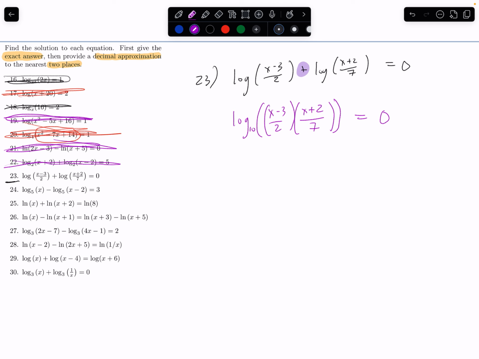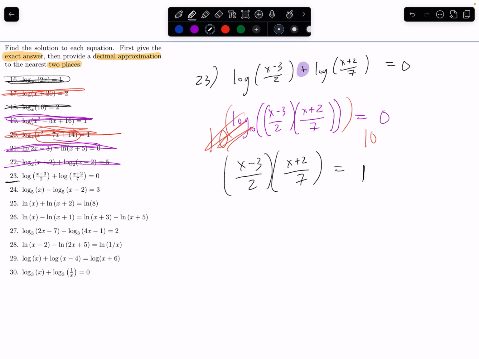Times (x plus 2) over 7 equal to 0. And I want to undo a log. Remember, this is a log base 10. So to undo it, I'm going to write 10 to that. And 10 to the left side undoes the log base 10, giving me (x minus 3) over 2 times (x plus 2) over 7. And 10 to the 0 is just 1.